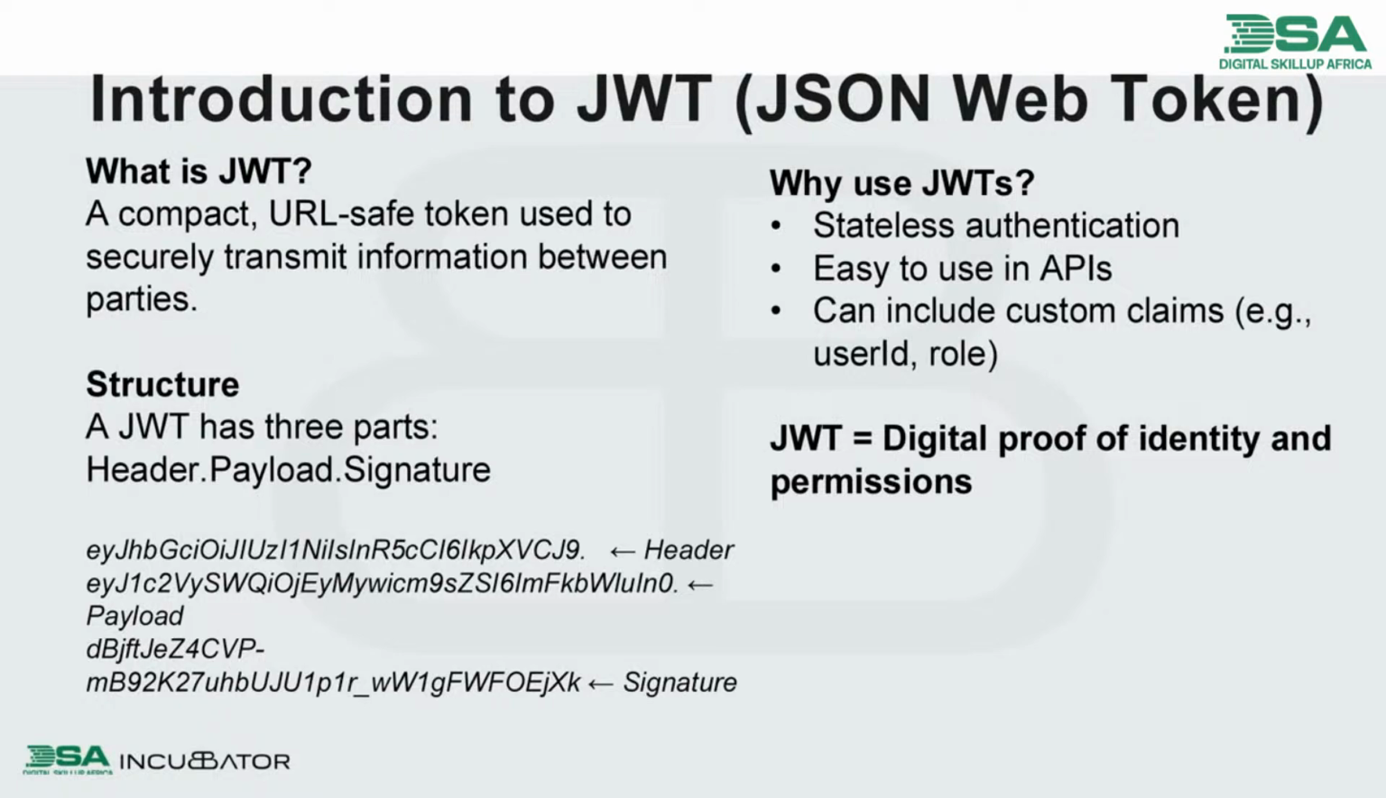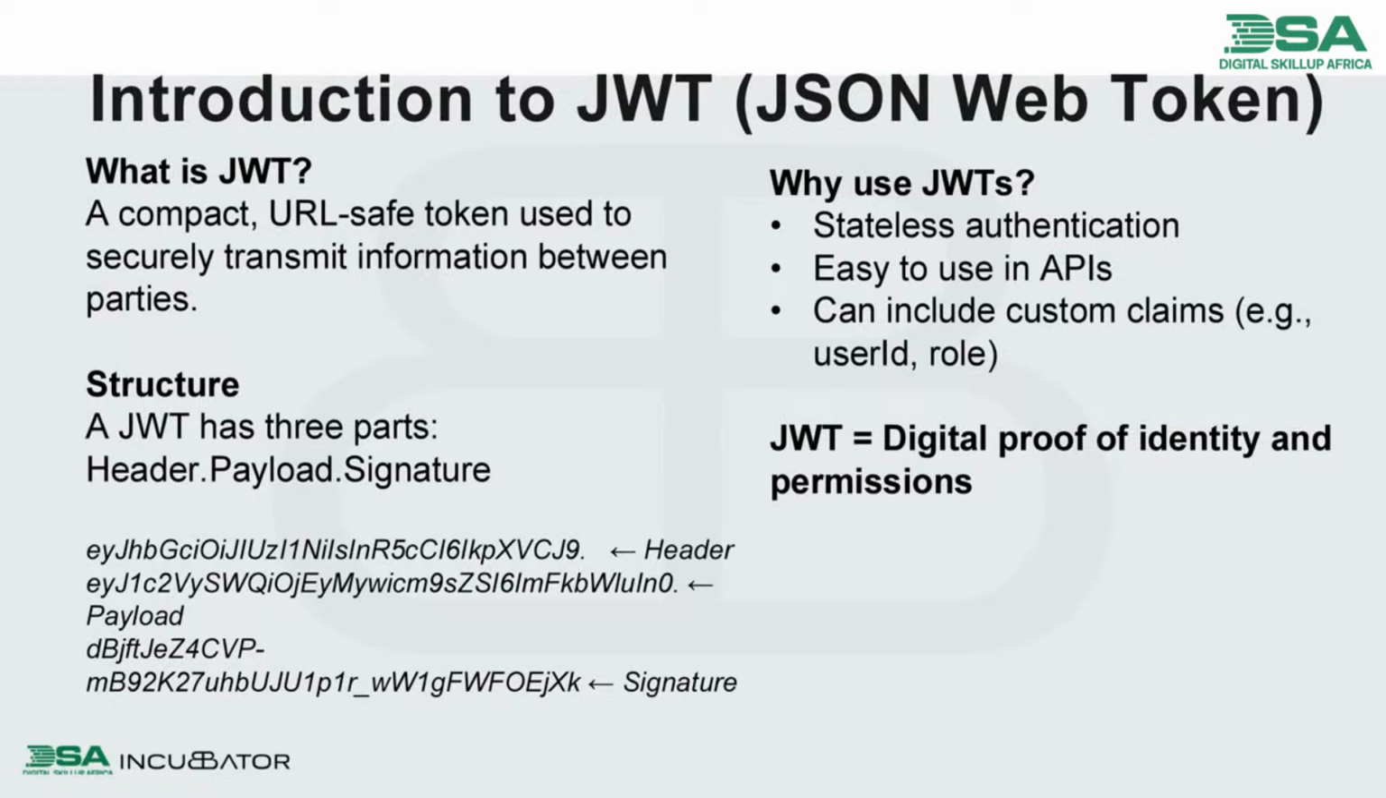Introduction to JWT, JSON Web Token. JWT is a URL safe token used to secure transmitted information between parties. It basically consists of three parts: we have the header, we have the payload, we have the signature. So we have an example of what the JWT looks like. When we demo this, you guys will get to see this.